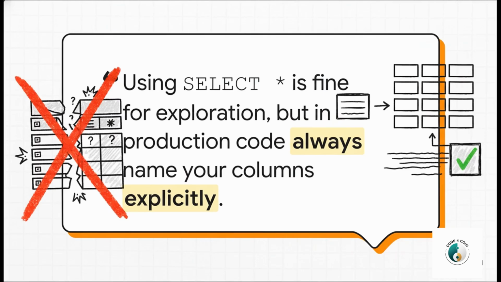Now, here's a really crucial pro tip. You'll often see people write select star, that's a star or an asterisk, and it just means select all columns. And yeah, it's fine when you're just exploring, but it is a really bad habit to get into for production code. Why? Because if the table changes later on, your query could just completely break. It is always safer to name your columns explicitly.